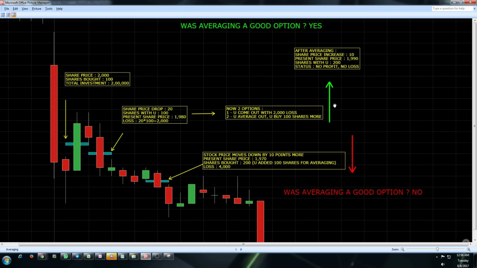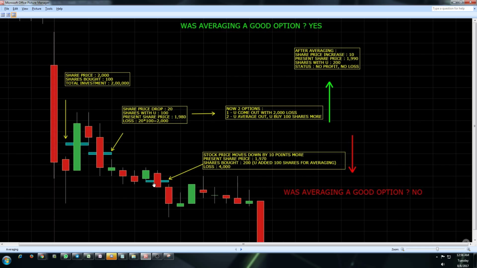Now coming to the second scenario, wherein you average out but the stock still continues to go against you. Let's say at the third blue line the stock has fallen by another 10 points.